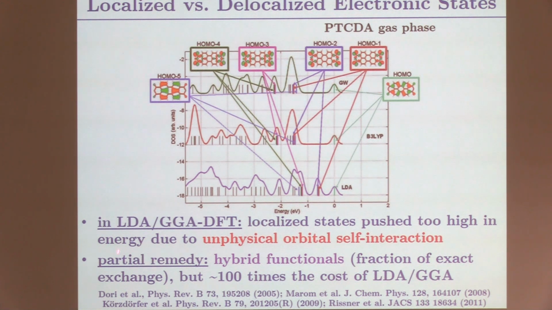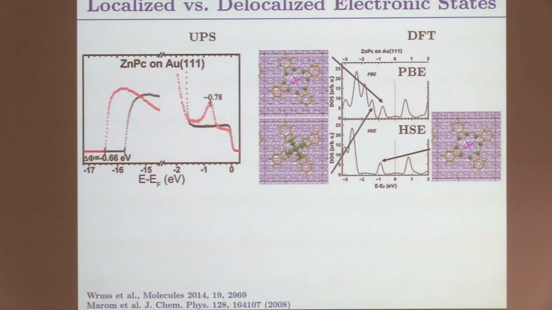Now, a partial remedy for that are hybrid functionals, where the orbital self-interaction error is mitigated, but one drawback of that is that the calculations become much more costly if you go to periodic systems or molecule-metal interfaces.